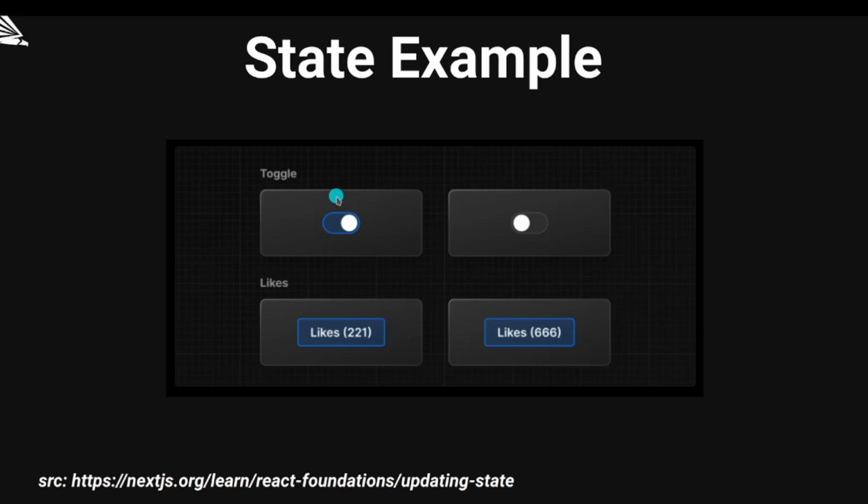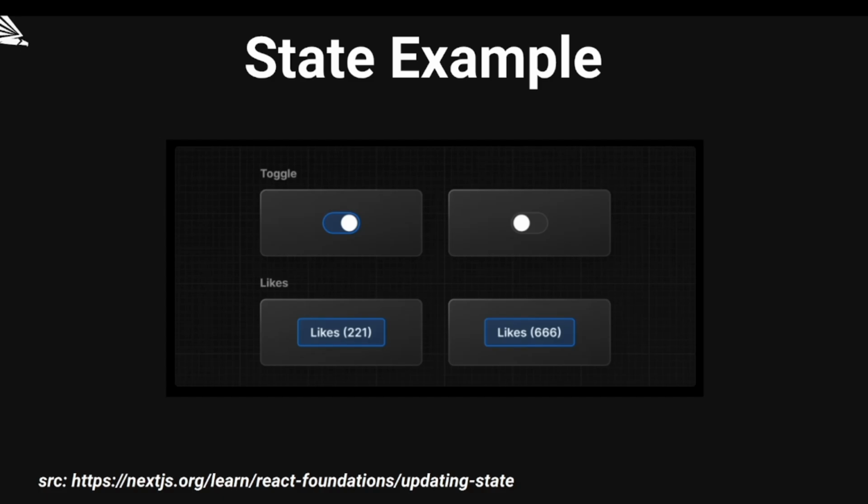Just like the examples you can see on your screen. So the original state of this button is on, and on click the state changes to off. Same here, looking at this example, the original state here is 221 likes, and then after several clicks it becomes 666. You can use states to store and increment the number of times a user clicked the like button. In fact, the React hook used to manage states is called useState.